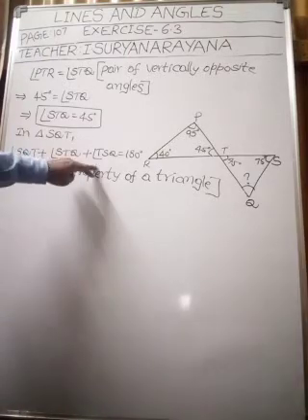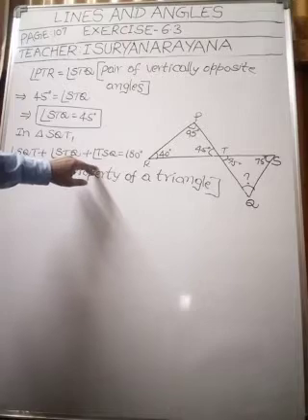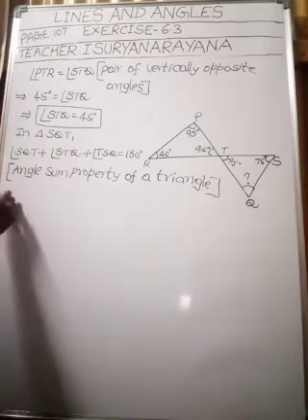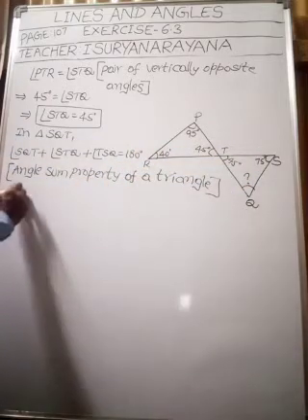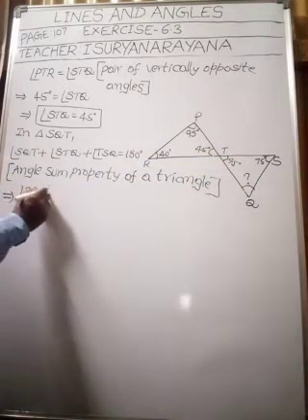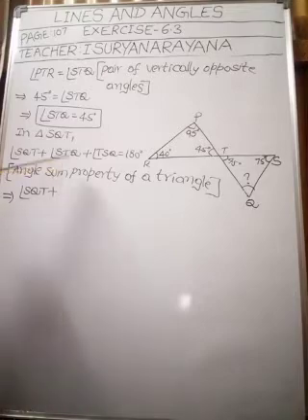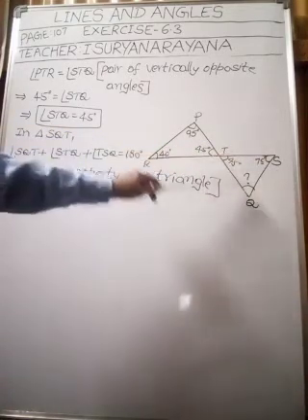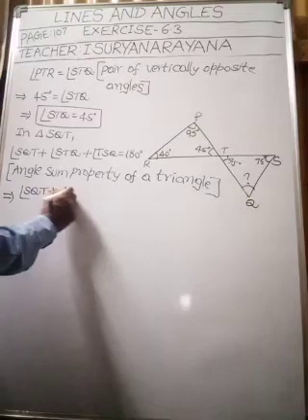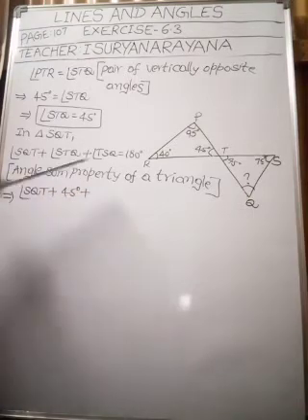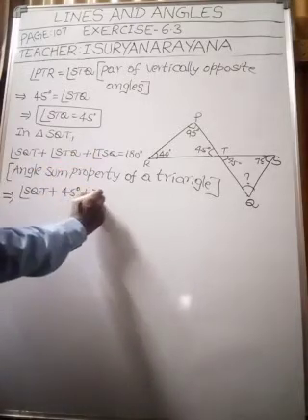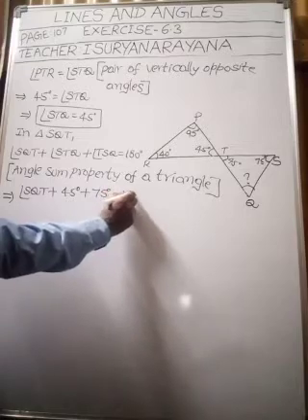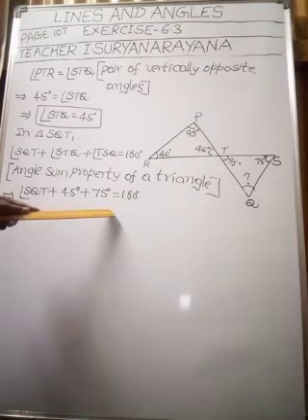Right. In this step we substitute the measurements of the given angles. This implies we don't know angle SQT. Angle SQT plus angle STQ. What is the measurement of the angle STQ? 45 degrees, plus angle TSQ, 75 degrees, is equal to 180 degrees. Understood this step, my children?